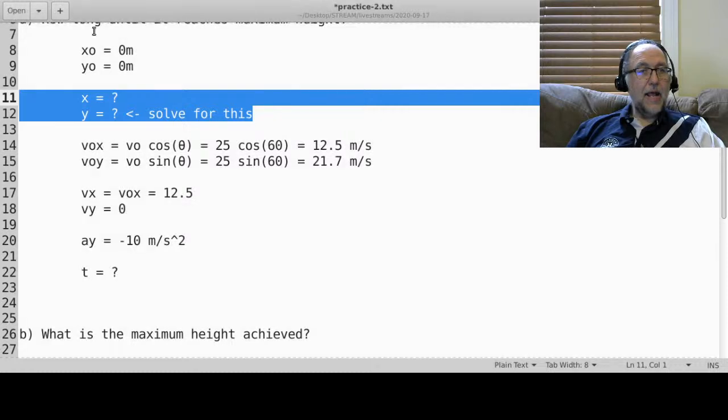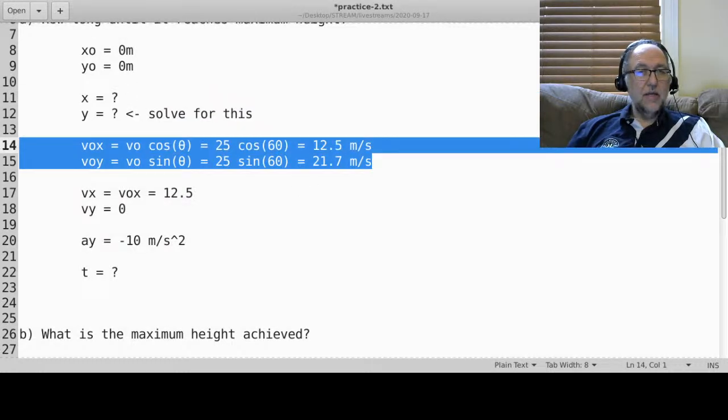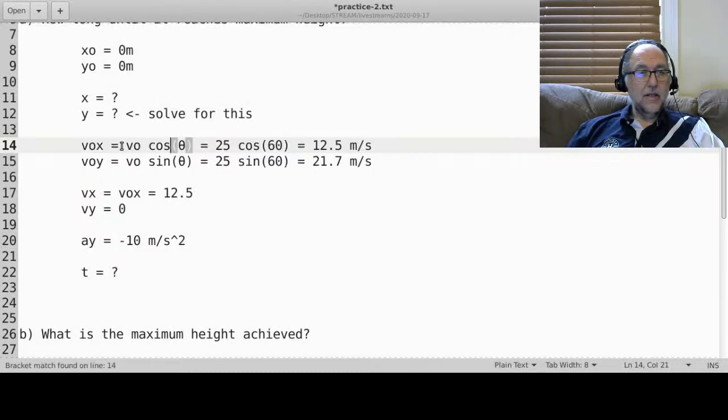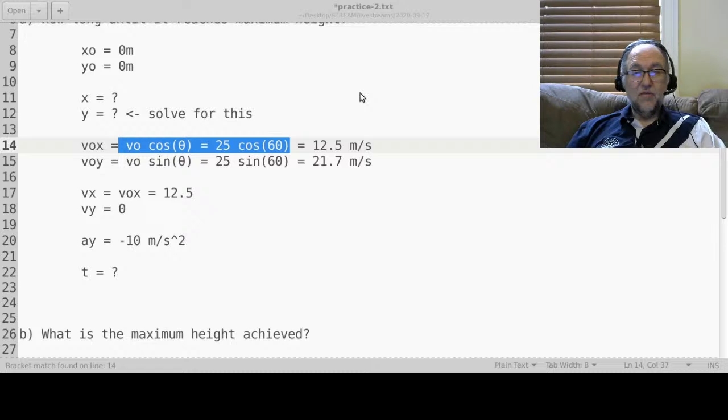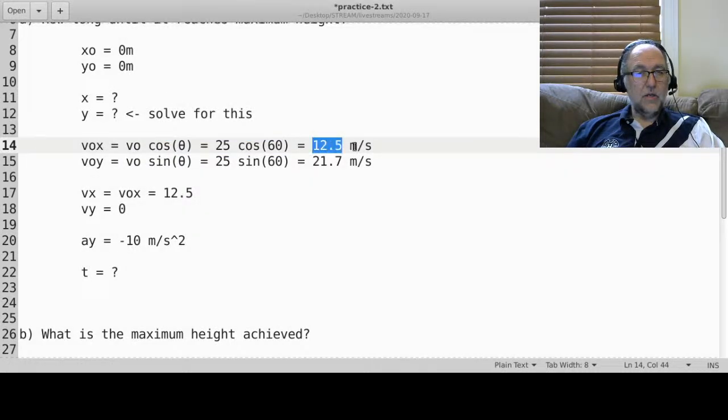All right, and then we had the initial velocity, and the initial velocity had an x and y component, so there's v naught x and v naught y, and v naught x is v naught cosine theta, like that. Substitute in the numbers, which is 25 cosine 60 degrees, and if you crunch that through your calculator, you will get 12.5 meters per second, all right?